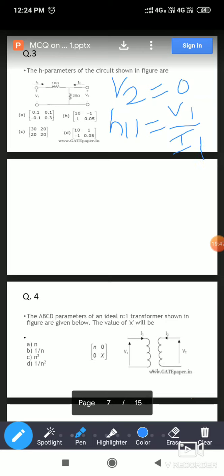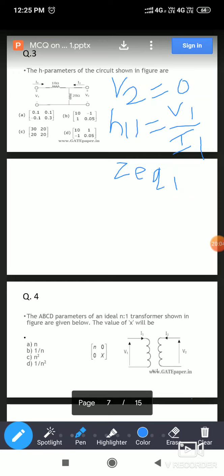V1 divided by I1. So whenever it is V1 divided by I1, that means Z equivalent 1. Whenever V divided by I is there, then you need to find out Z equivalent. Since it is the same port, you have to observe Z equivalent 1 from the left hand side.